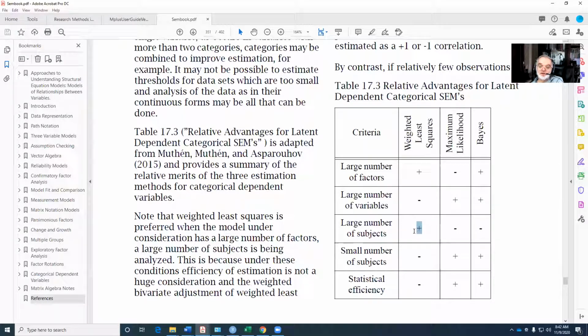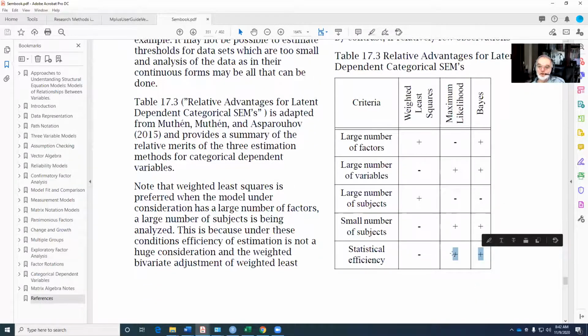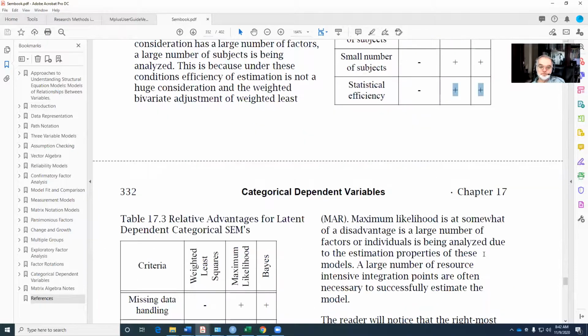If you have an awful lot of subjects, weighted least squares is best, because as I mentioned before, you don't have to worry about efficiency. And if you have a small number of people in your study, maximum likelihood and Bayesian estimates are probably good. And if you're looking at statistical efficiency, ML and Bayes are preferable.